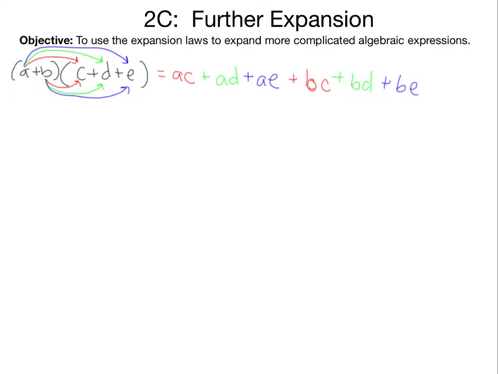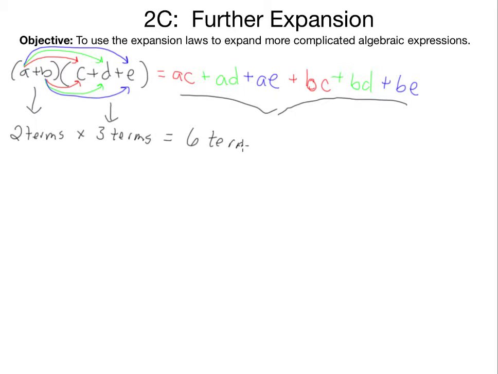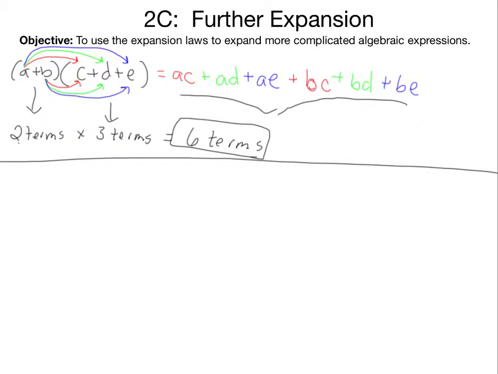Now look closely. You'll notice that the first parentheses has two terms, A plus the B. And our second parentheses has three terms, C, a D, and an E. And look at our answer. Our answer has 6 terms, which is the same as 2 times 3. So this is another way for you to check and make sure you have all the terms and you've multiplied everything out correctly. You simply multiply how many terms in the first parentheses by how many terms in the second parentheses, and that equals how many terms you should get in your final answer.